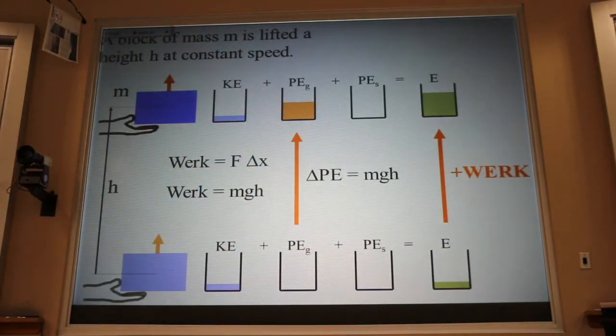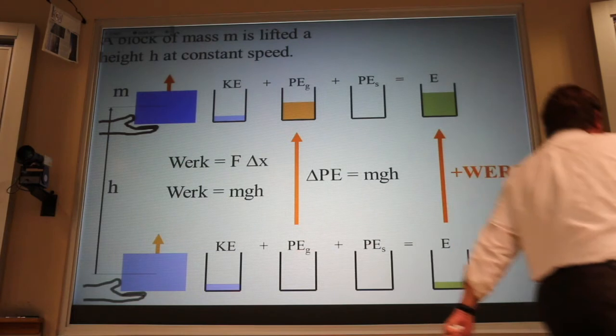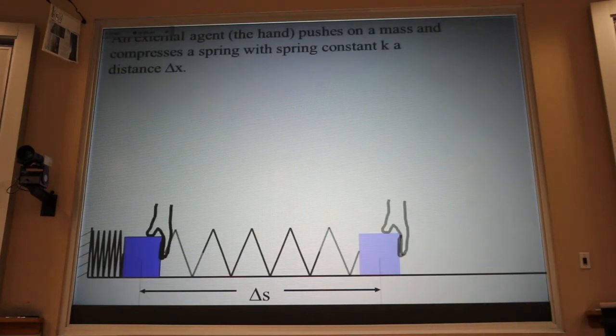You see what we did? We contrived a way to fill only that one bucket by doing work. And because we have a formula for how we do work, we were able to get a formula for how we fill the bucket. Let's try it again, but this time let's try it for the spring.